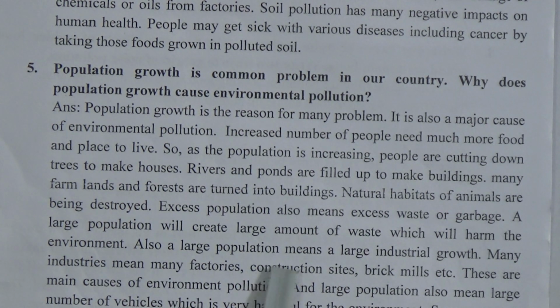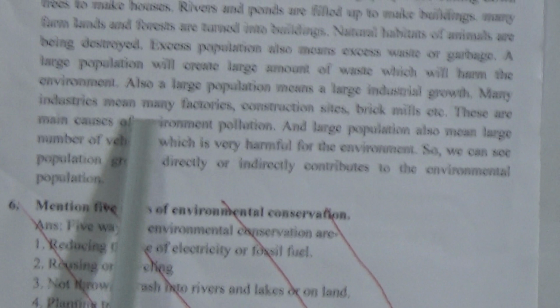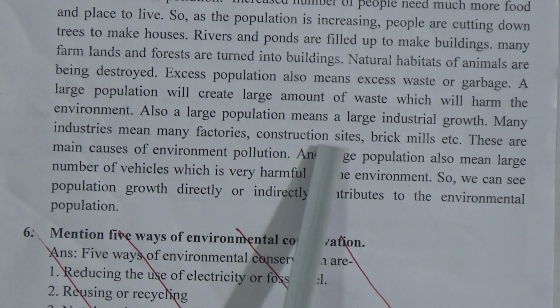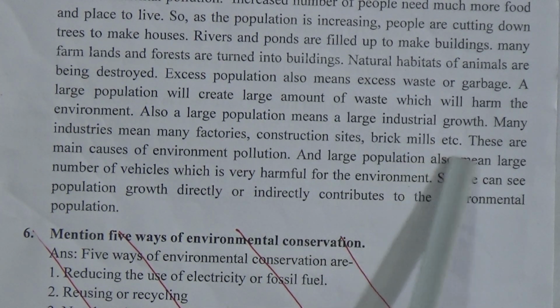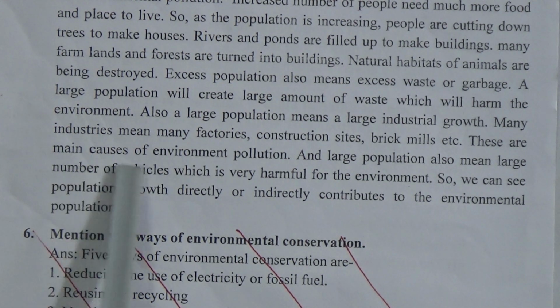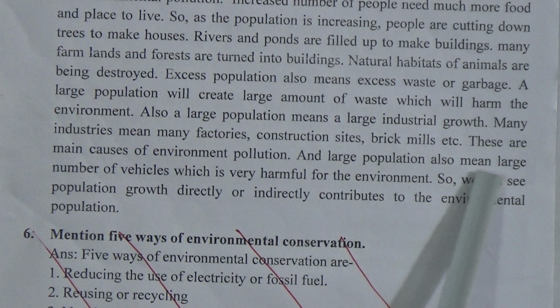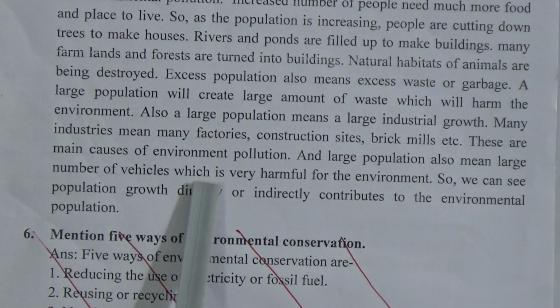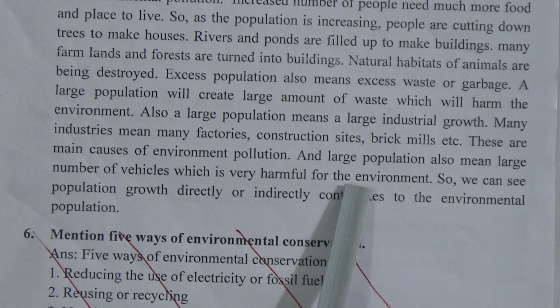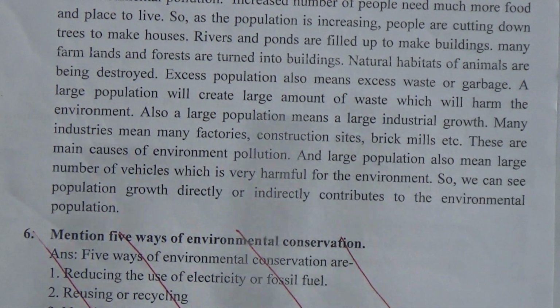Also, a large population means a large industrial growth. Many industries mean many factories, construction sites, brick mills, etc. These are main causes of environmental pollution. And large population also means large number of vehicles, which is very harmful for the environment. So we can see population growth directly or indirectly contributes to environmental pollution.